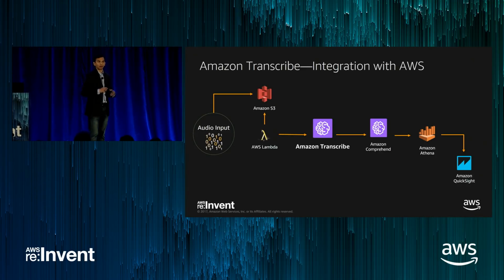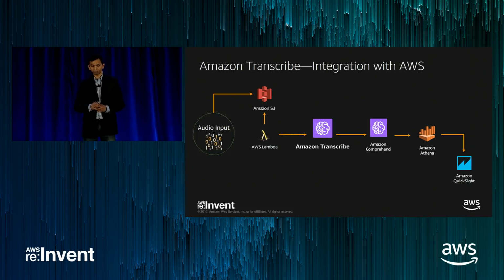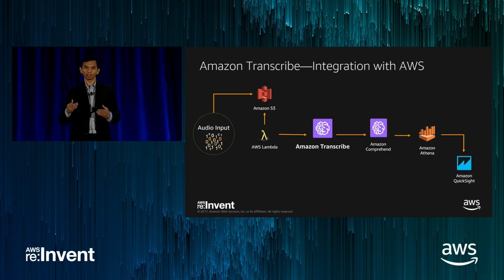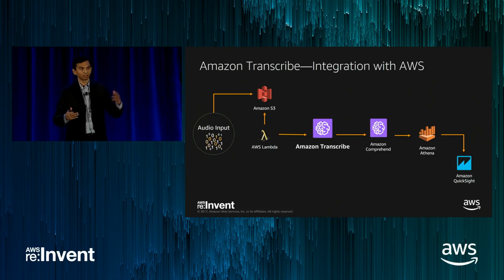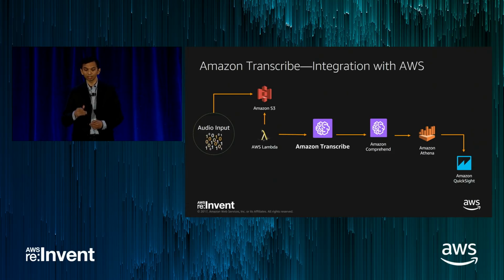Let's take a quick look at how you would integrate Transcribe with the rest of the AWS ecosystem. You have your audio input. You put that into S3 and write a simple snippet of Lambda code to take that audio sample from S3 and point the Amazon Transcribe API to that file, receive the transcript, run it through Amazon Comprehend to get entities, key phrases, sentiment, and so on, put all that data into S3, and use tools like Athena and QuickSight to visualize your data and analyze it.